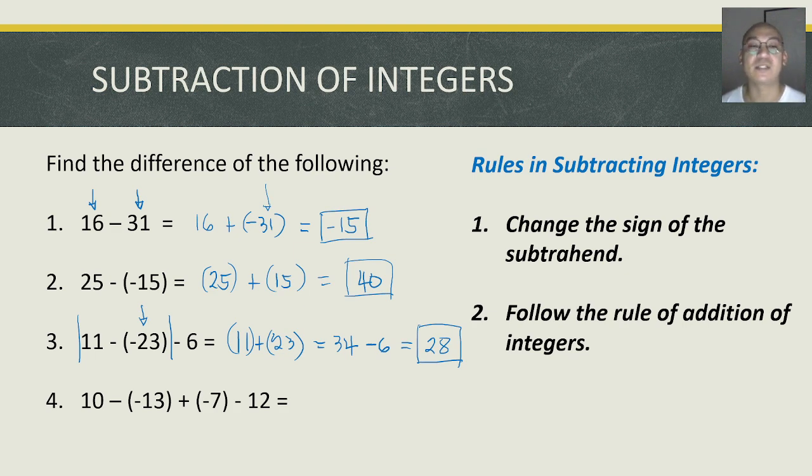And number 4, positive 10 minus negative 13 plus negative 7 and negative 12. As I have told you a while ago, let's start first to change the sign of the subtrahend for the subtraction. Let's start with this one. So we have here 10 plus positive 13. So they will become both positive now, as we are going to change the sign of negative 13 to positive. So we have 23. So for this part, we have 23.